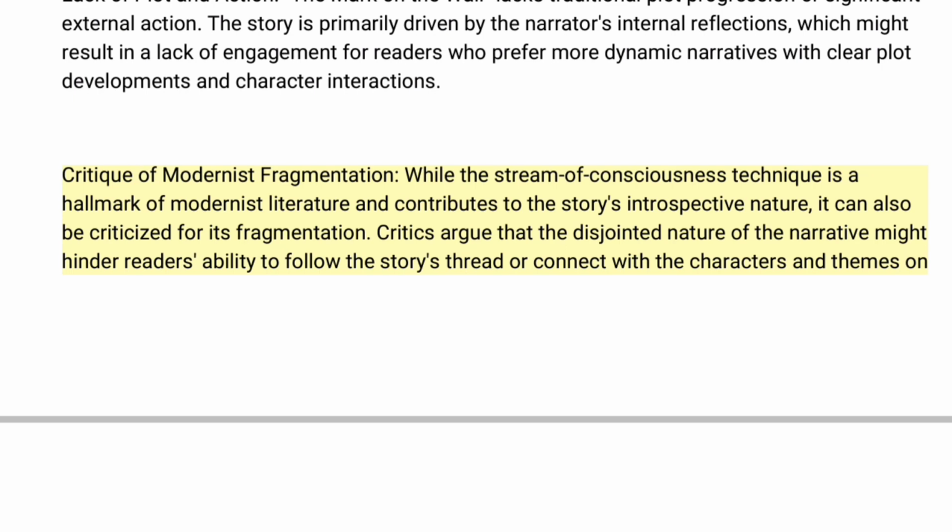Limited character development. The story's primary focus is on the narrator's thoughts, which leaves little room for developing well-rounded characters.